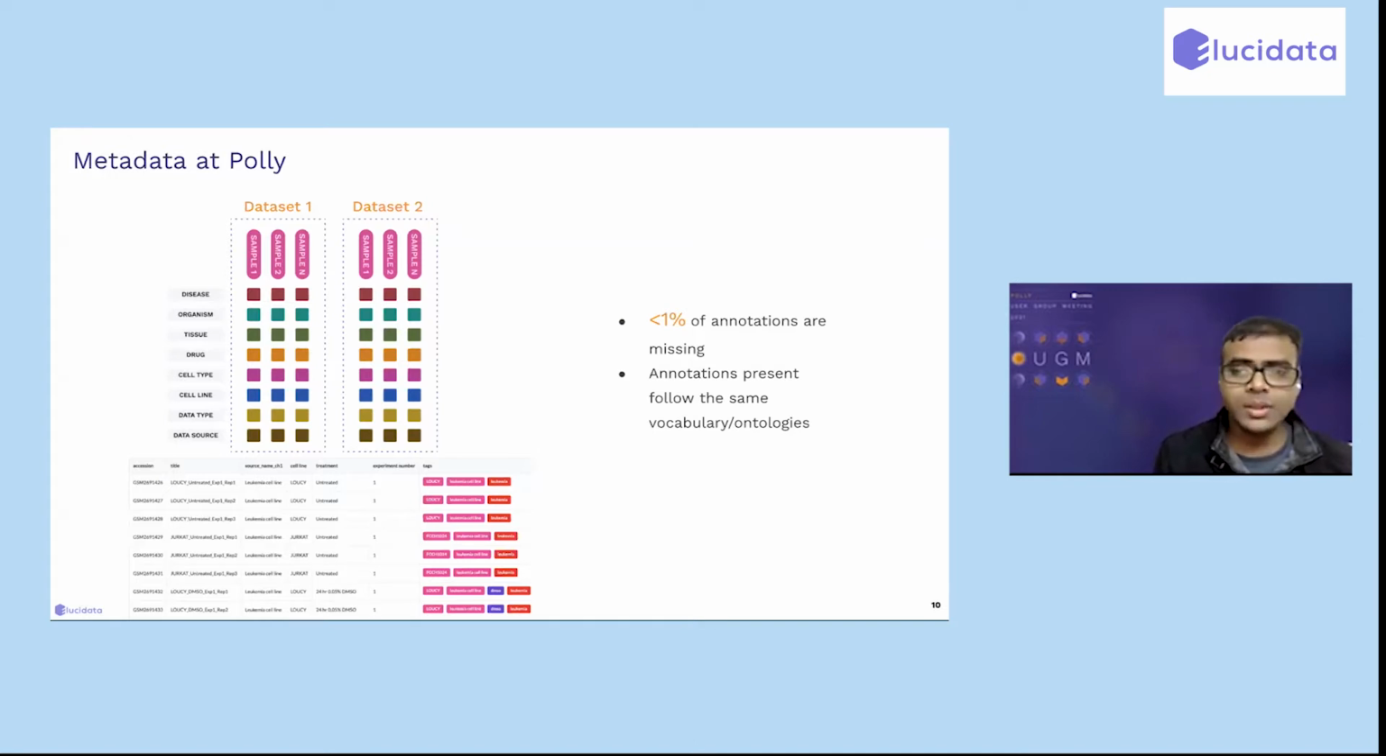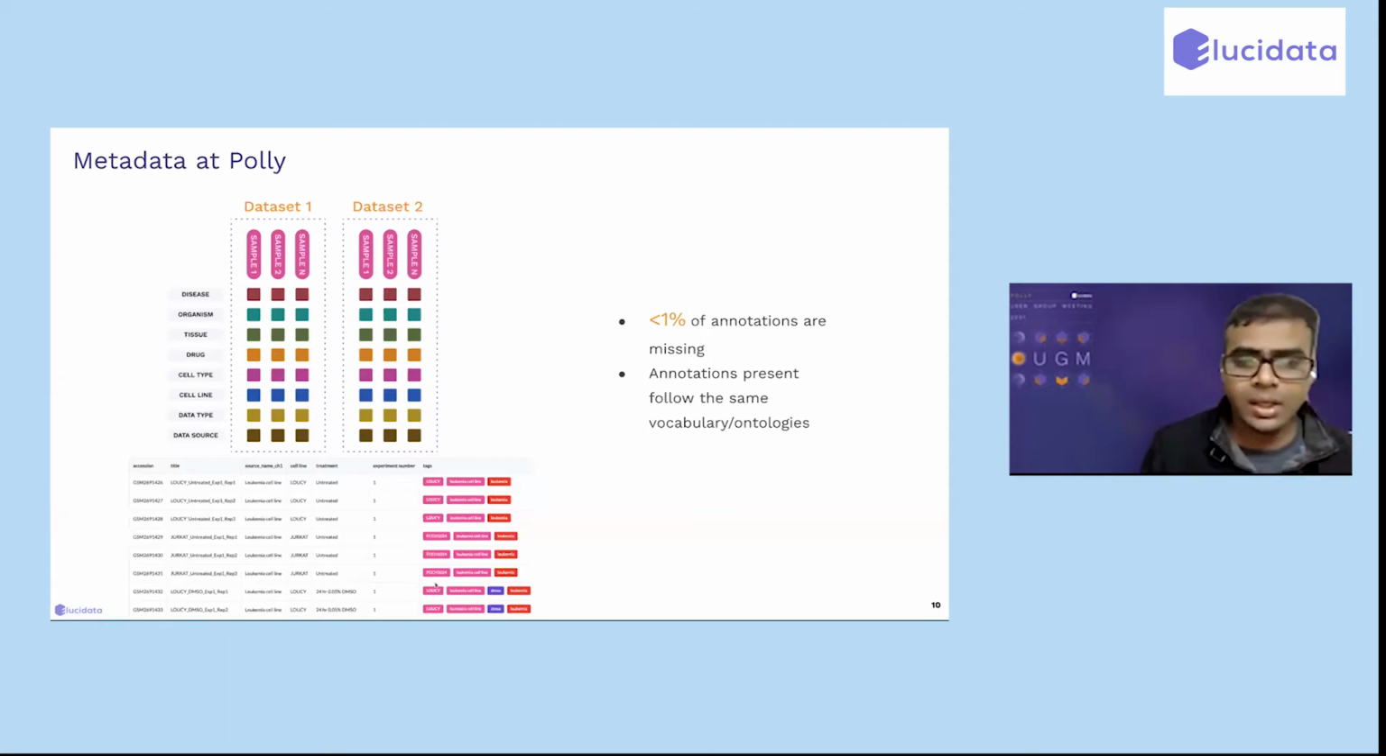That means there's a huge jump of annotations that are available on Poly, and they all follow the same vocabulary. For example, there's a similar GEO dataset that we have taken, and here you can see different cell types, cell lines, and diseases, as well as chemicals being tagged with different ontologies. And those ontologies are followed throughout Poly across sources.